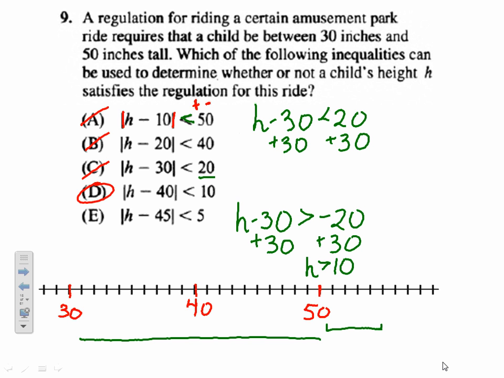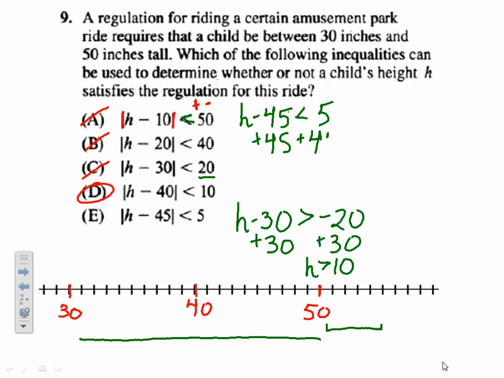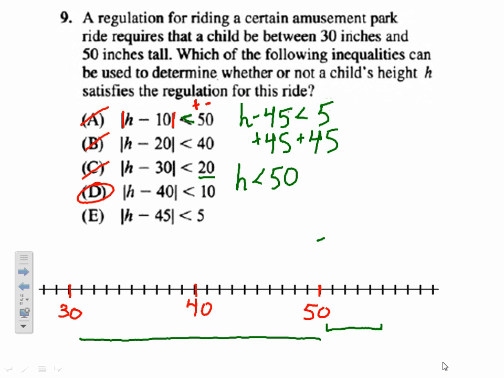And then lastly with E, H minus 45 is less than 5 plus 45. So this first part works, but the second part won't. H is less than 50 is great. That's what we want. But let's see what happens when we flip the inequality and make the 5 negative. So then we get H minus 45 is greater than negative 5. And then this is where we'll run into a problem. So we get H is greater than 40.